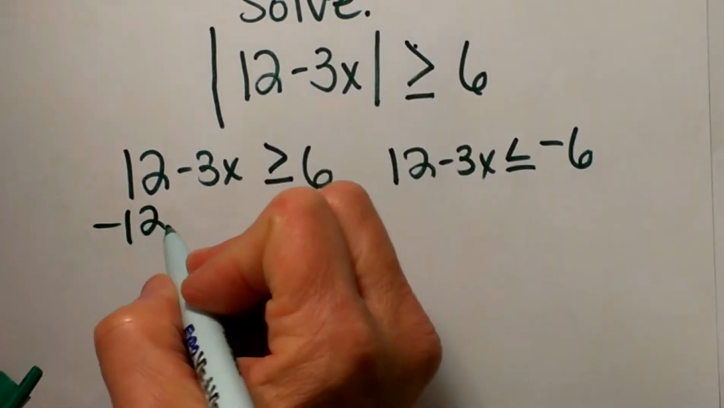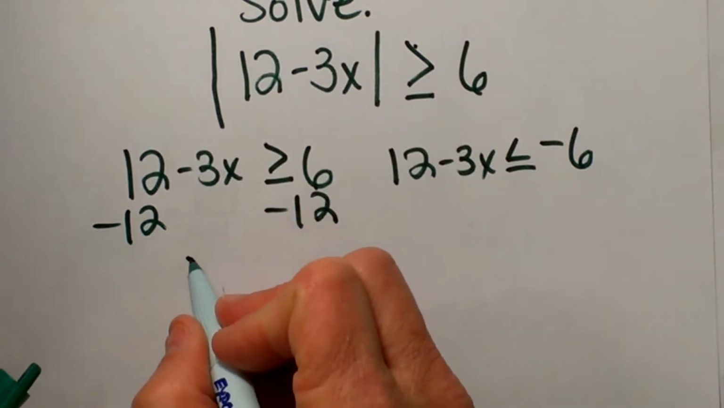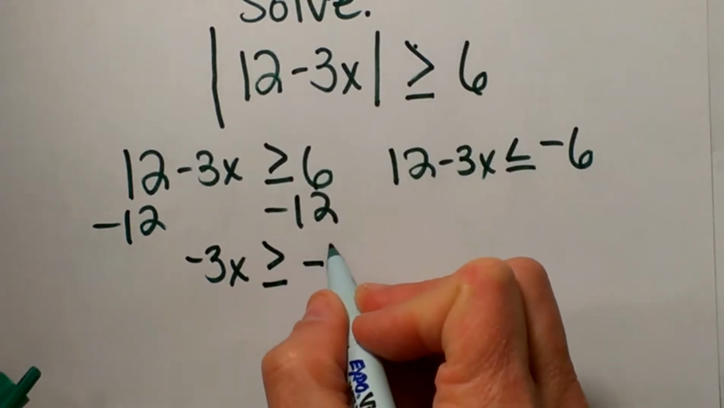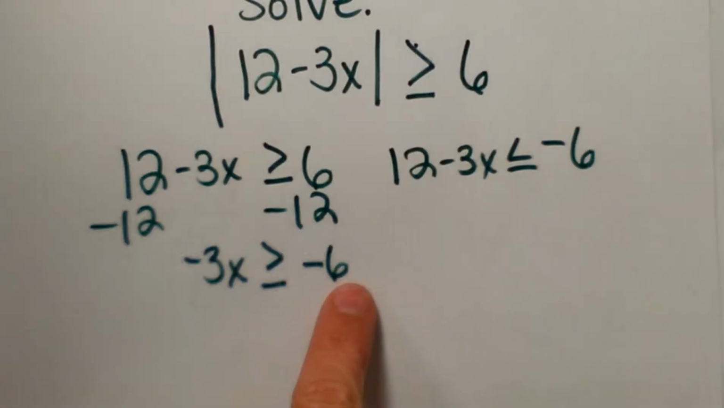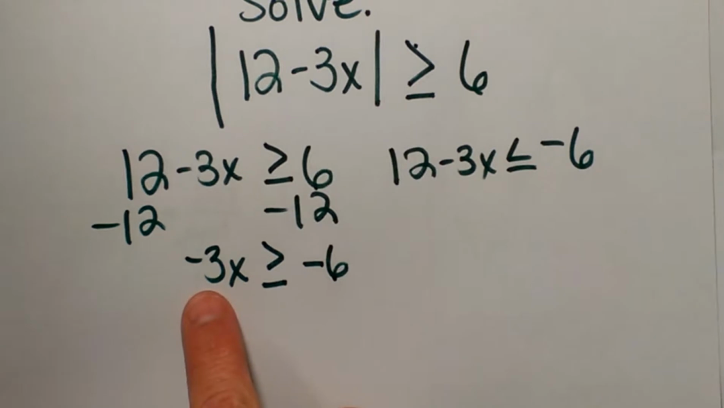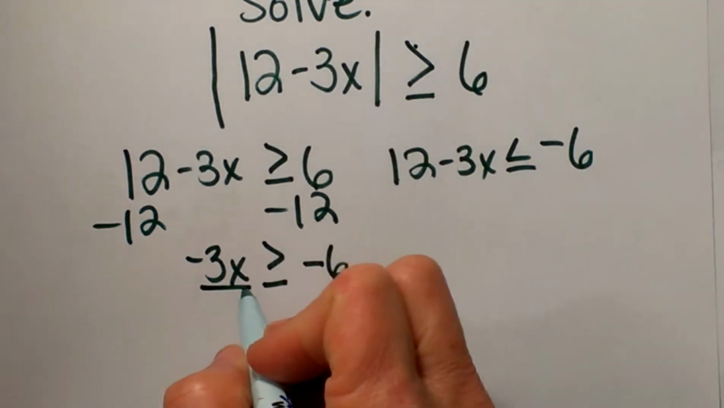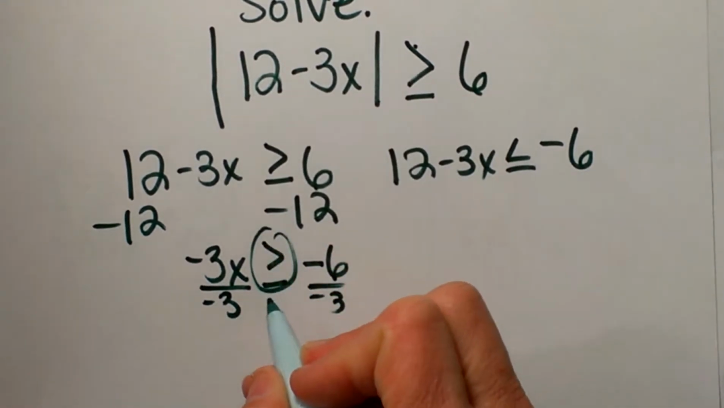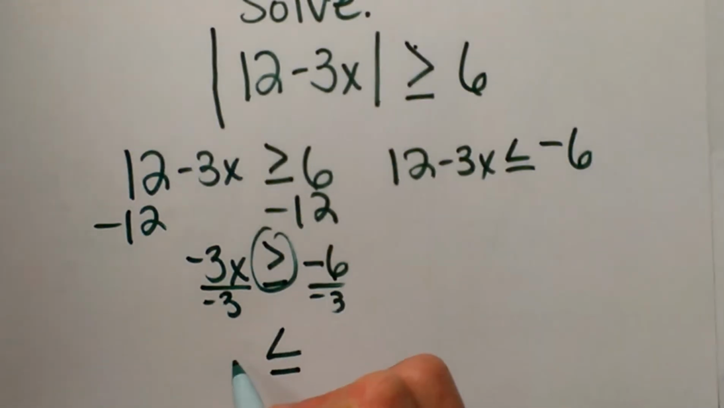So let's subtract 12 from both sides. So I'm going to bring down, don't forget to bring that negative with it, negative 3x is greater than or equal to negative 6. And then I've got to divide. Now this is where the trick comes in. When you divide both sides in an inequality by a negative, or you multiply both sides by a negative, you need to flip your inequality. So right here, as I'm dividing, I have to remember I have to change this inequality from greater than or equal to, to less than or equal to, because I'm dividing by a negative.